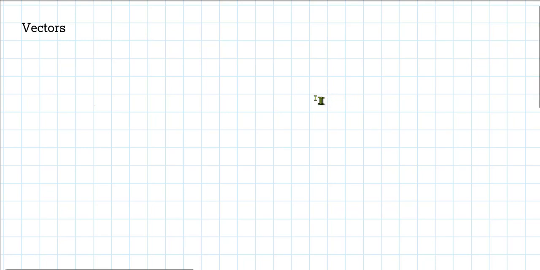This is ACT Math Additional Concept: Vectors.